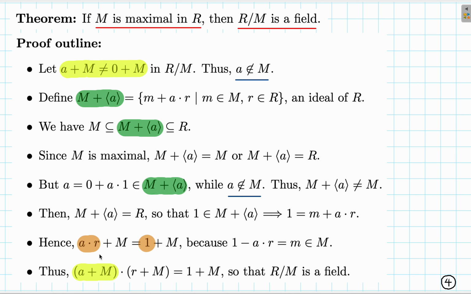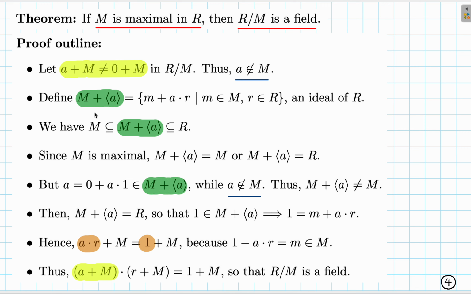But we can rewrite this left-hand side, the coset AR plus M, as a product of the cosets A plus M times R plus M, and that equals 1 plus M. And therefore, A plus M has a multiplicative inverse, namely R plus M, which implies that our quotient ring R mod M is indeed a field.